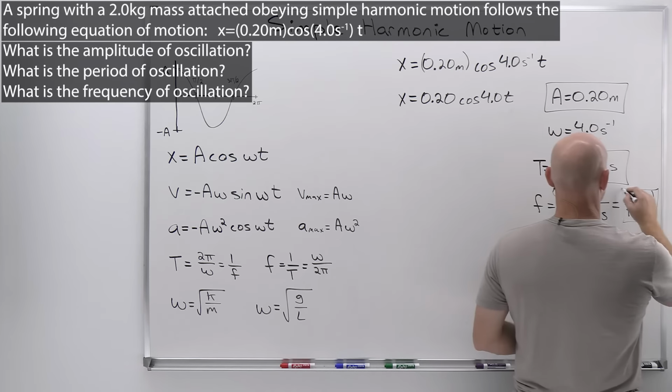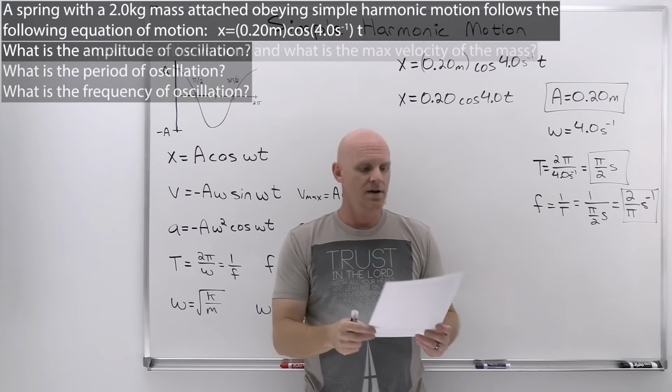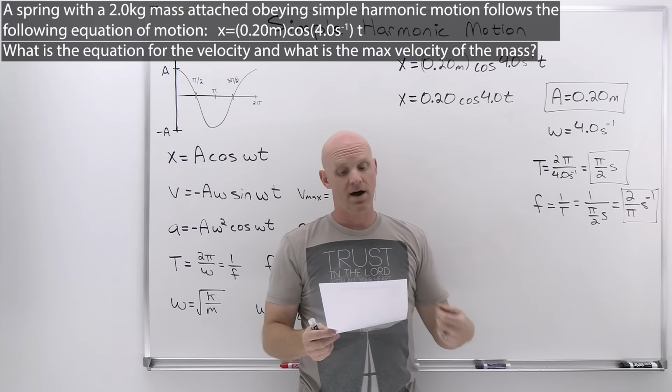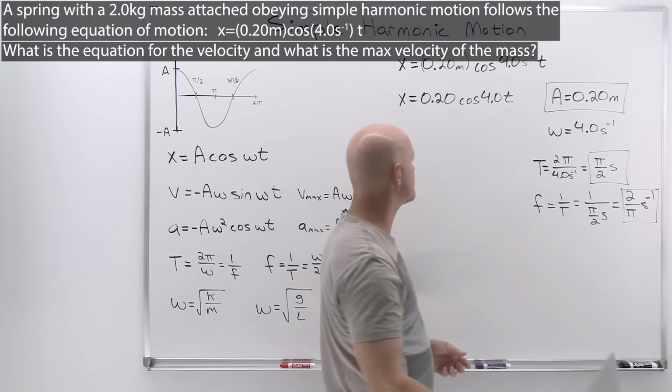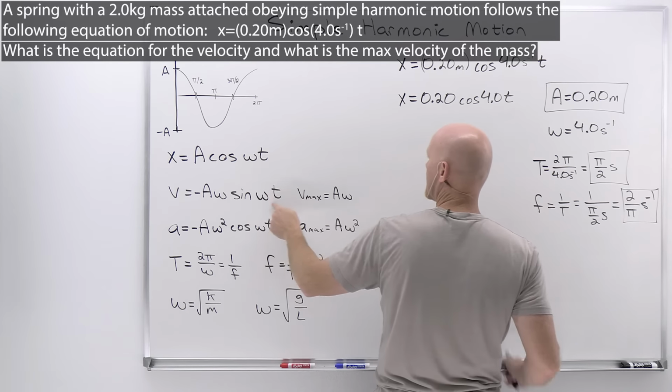So there's the first 3 questions in pretty short order found. So let's move on. Next question related to this equation says, what is the equation for the velocity? And what is the max velocity of the mass? So now we want the equation for velocity here. Well, again, velocity is just equal to negative a omega sine omega t.